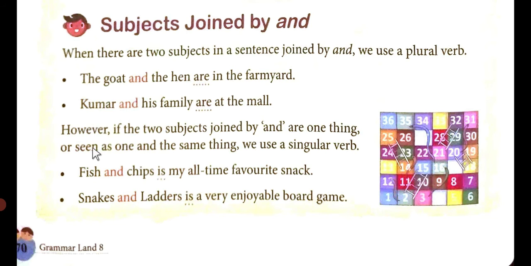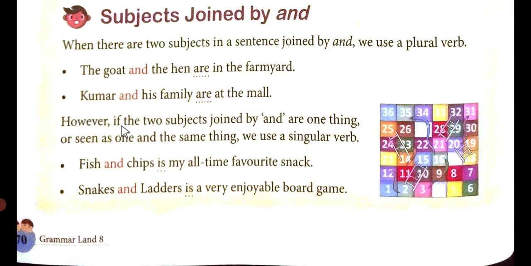Now see, however, if the two subjects joined by and are one thing or seen as one and the same thing, we use a singular verb. Remember, however, if the two subjects joined by and are one thing or seen as one and the same thing, we use a singular verb.